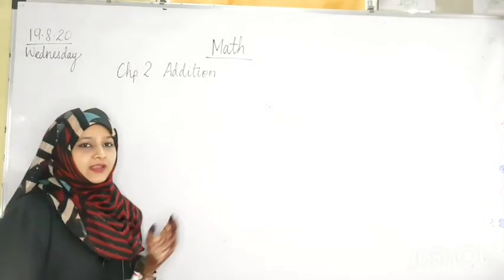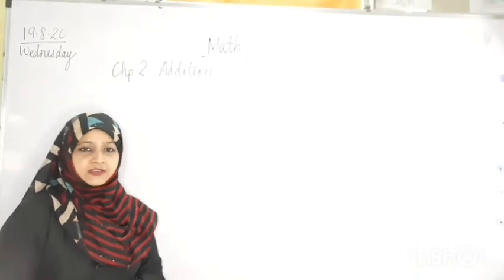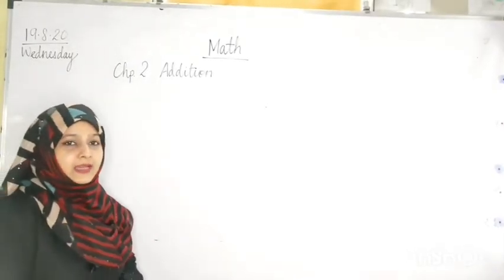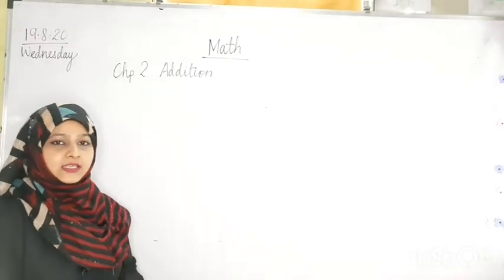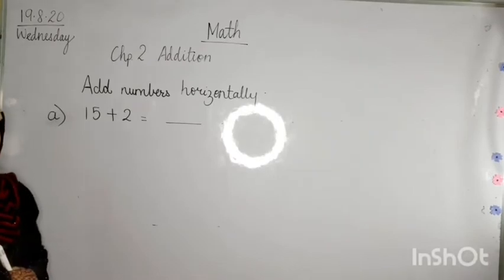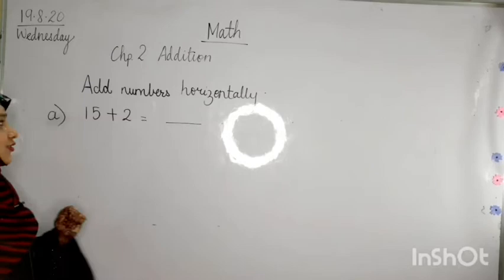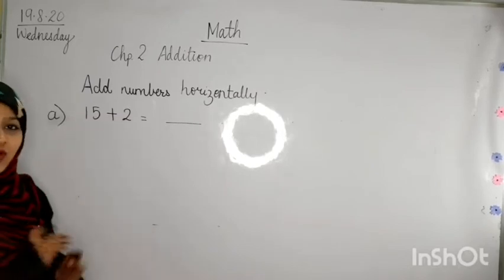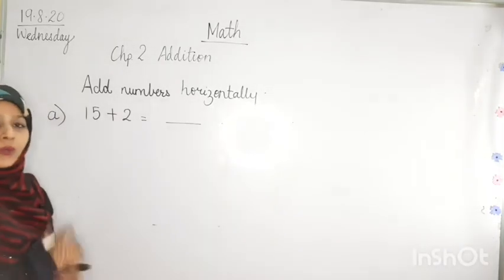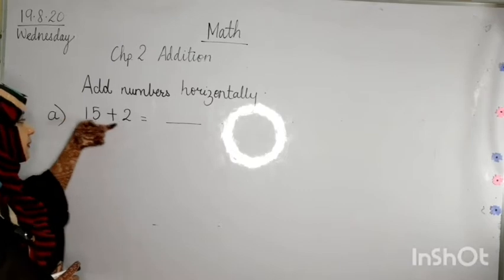Yes? In addition, we have learned how to add objects. Isn't it? Did we do that? Yes. Today, we are going to add numbers horizontally. Let's see how do we do it. So, let's add the numbers horizontally. Horizontally means sleeping line. So, how are we going to do it? Let's see. It says 15 plus 2.